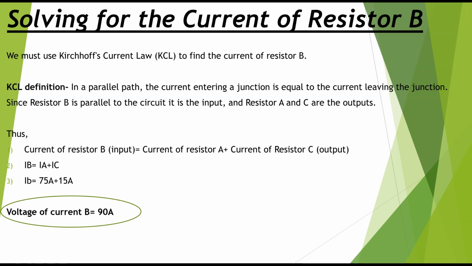Alright, we're going to be solving for the current of resistor B. We must use Kirchhoff's current law. The KCL definition: in a parallel path, the current entering a junction is equal to the current leaving the junction. Since resistor B is parallel to the circuit, it is the input, and resistors A and C are the outputs. Thus, current of resistor B equals the current of resistor A plus current of resistor C. IB equals IA plus IC. IB equals 75A plus 15A. So the current of B equals 90A.